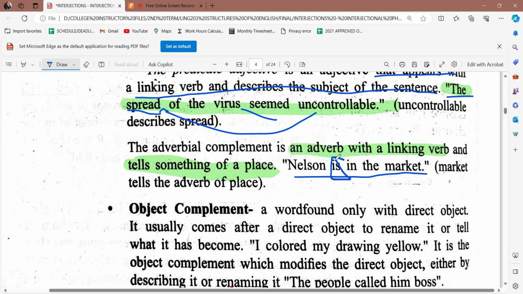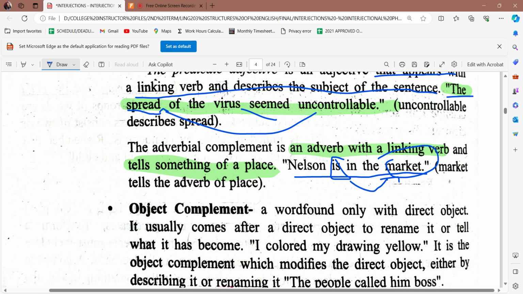Okay, so therefore, if the next words or the next phrase beside this linking verb tells something of a place, such as this one, in the market, therefore, the word in the market or the market is our adverbial complement because it tells something of a place and it is with a linking verb. If you're going to look at the sentence structure, you will know that after the linking verb, we now have the place. All right, so the word market there is our adverbial complement. Again, when you say adverbial complement, it is an adverb with a linking verb and tells something of a place.